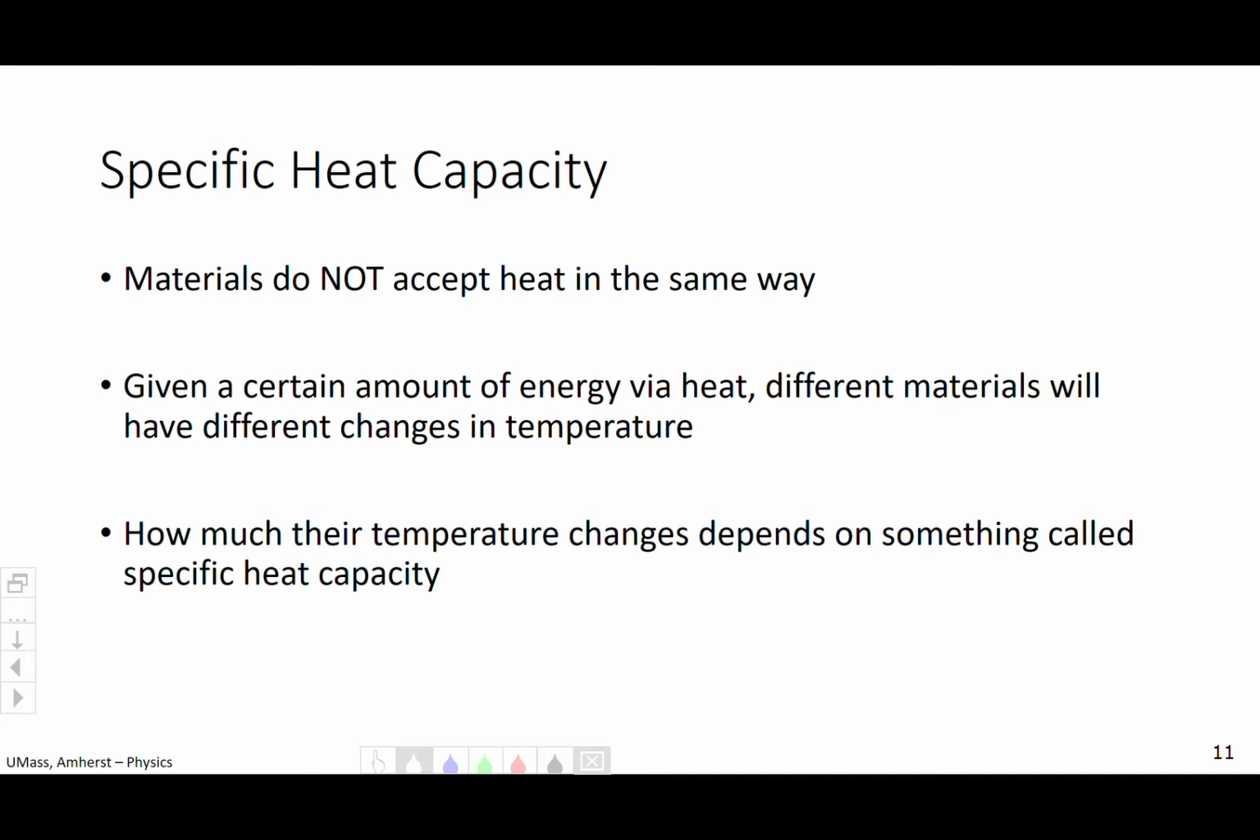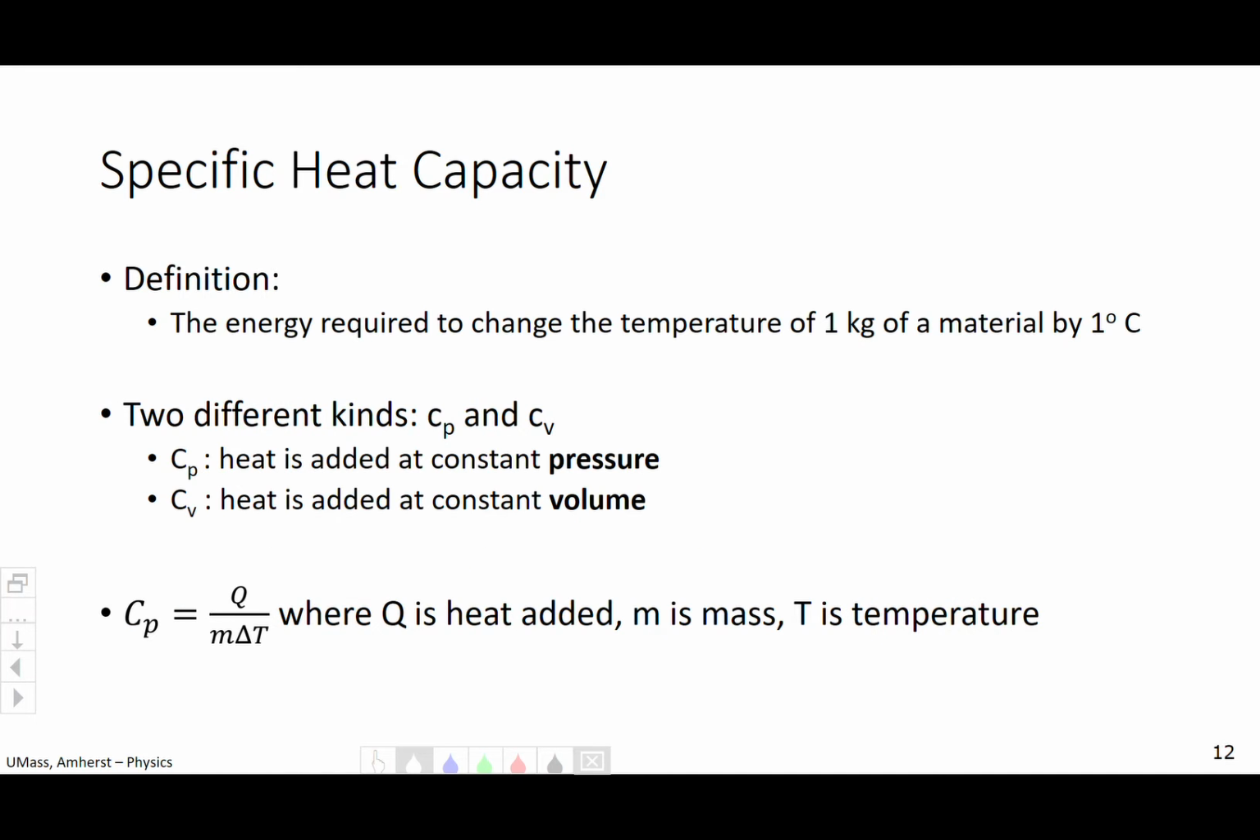If I pump 50 joules of energy into water, it is going to have a different change in temperature than if I take the same 50 joules of energy and pump it into glass. So if I pump 50 joules of energy into water, let's say it has a change in temperature of 5 Kelvin. If I pump the same 50 joules into glass, it might only have a change in temperature of 1 Kelvin, and that is due to the structure of the material itself. And there is a number that we can associate with this, and that is called specific heat capacity.